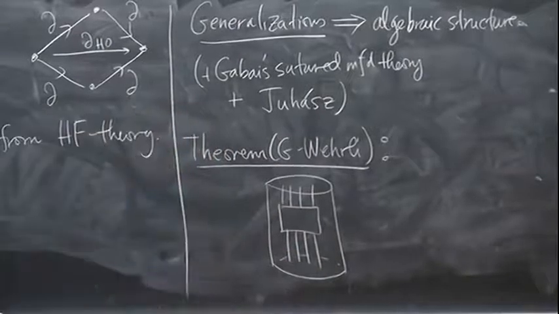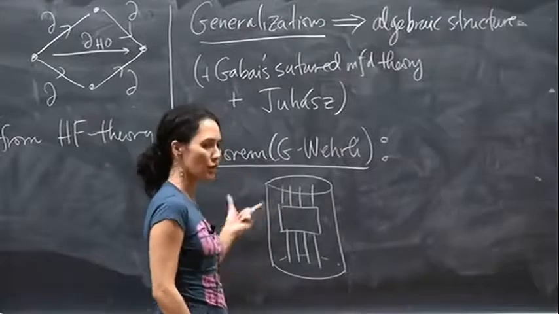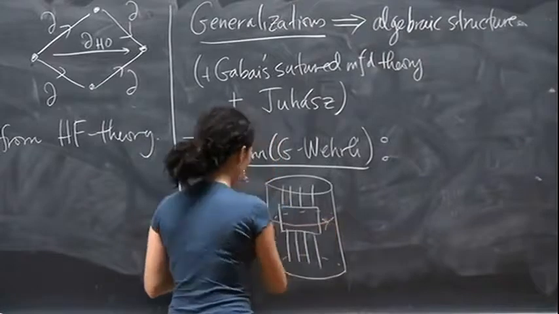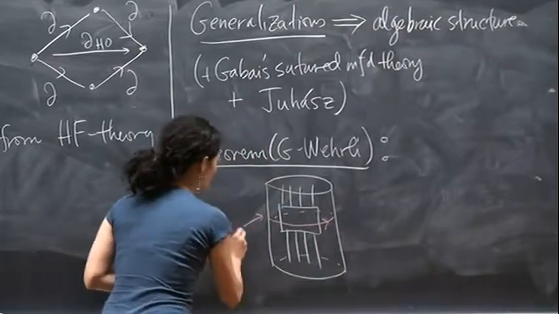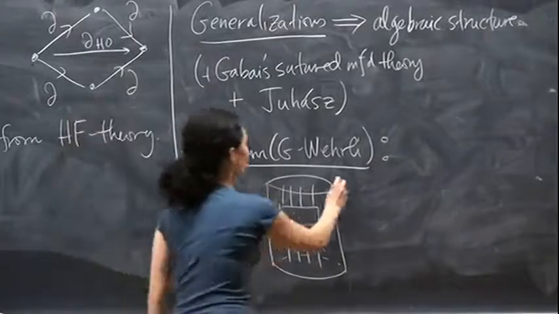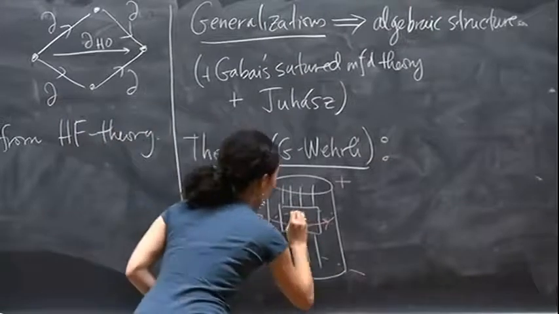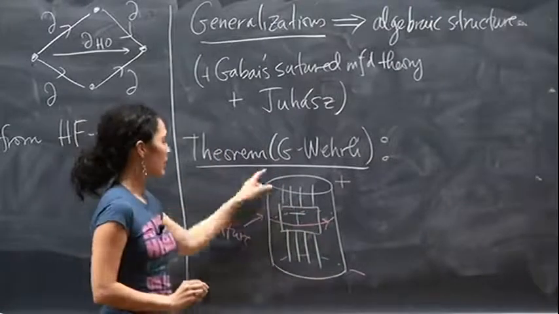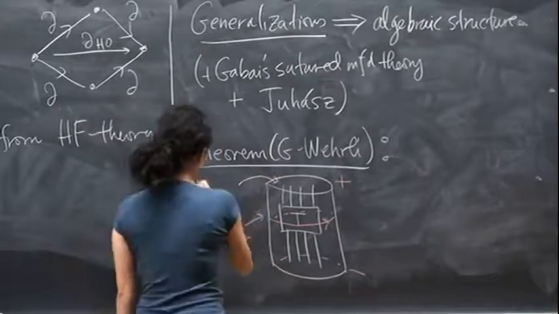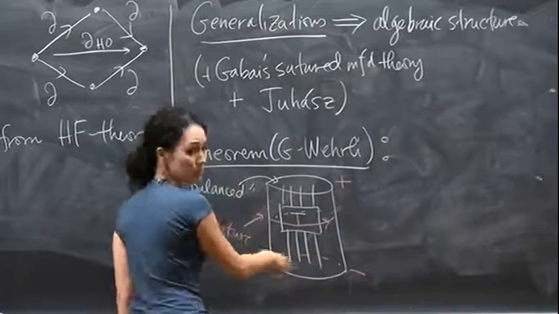But to actually describe this generalization, you need a little bit more structure. Namely, you need a decoration on the boundary of the three ball, which we call a suture, which separates the boundary of the three ball into a plus part and a minus part. And we also need that this properly embedded one manifold is so-called balanced with respect to this extra marking. Namely, that it has the same number of top endpoints as bottom endpoints.